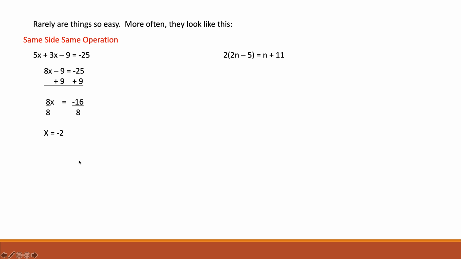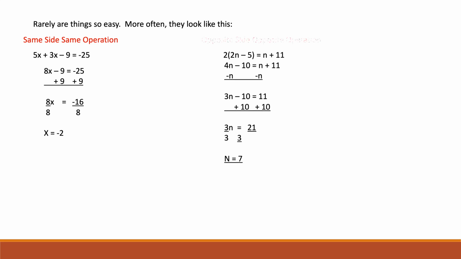Now let's look at the one on the right. Should look very different to you. Are those n's on the same side of the equal sign? No, they are not. Here's your equal sign. Drawing a little imaginary line up and down the middle. The n's are on opposite sides. So when they are on opposite sides, you do what we call the opposite operation.